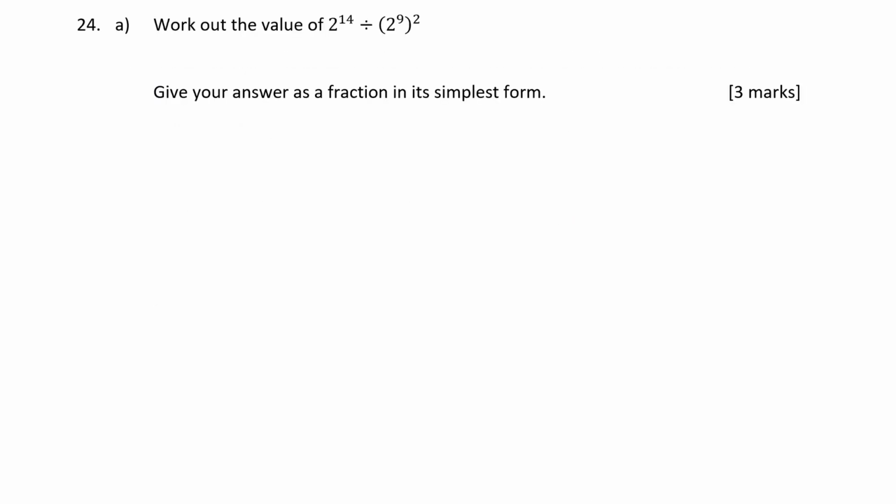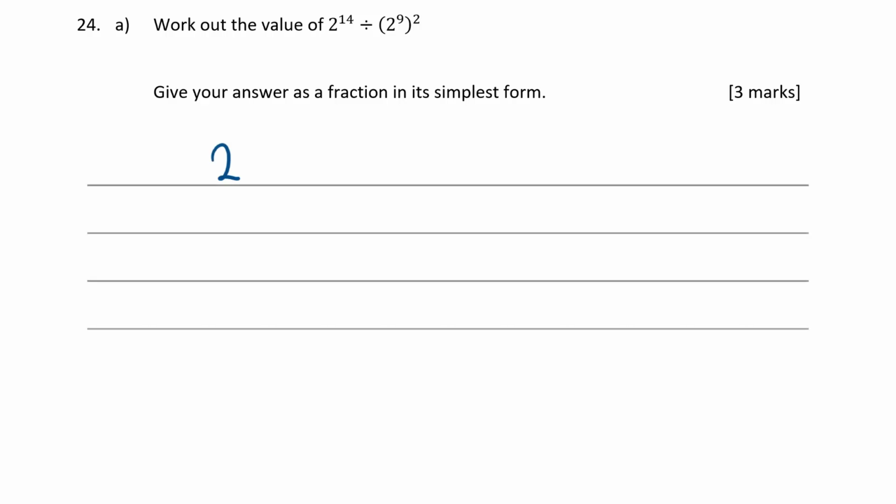Question 24a. Work out the value of 2 to the power of 14 divided by 2 to the power of 9, all raised to the power of 2. Give your answer as a fraction in its simplest form. Okay, so let's just write it as a fraction to start with. And I've got 2 to the power of 14 divided by 2 to the power of 9 raised to the power of 2. Okay, so let's just deal with those brackets on the bottom first.